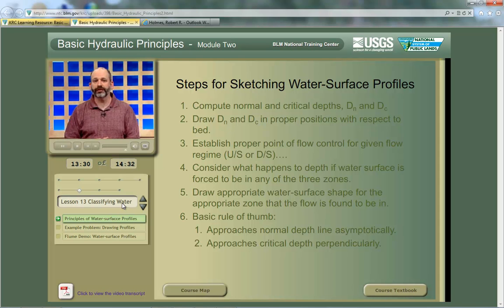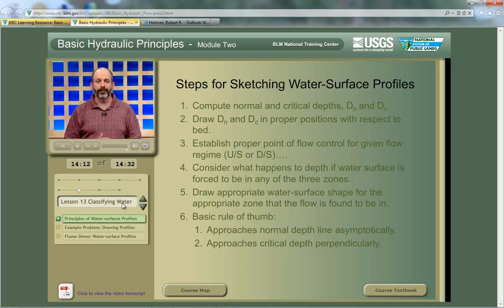Now, there are some steps for sketching water surface profiles, and I've listed them here. First of all, you need to compute the normal and critical depths, d sub n and d sub c, and then you would want to draw normal depth and critical depth in proper position with respect to the bed and with respect to one another. You would then want to establish the proper point of flow control for a given flow regime, whether it's upstream for supercritical or downstream for subcritical. And you would then consider what happens to the depth if the water surface is forced to be in any of the three zones, above both normal and critical, between them, or below both of them.